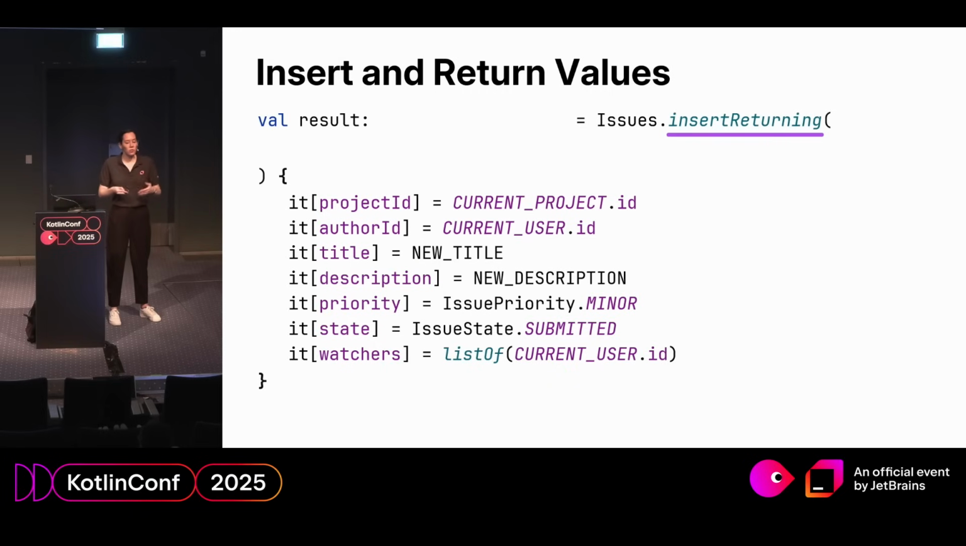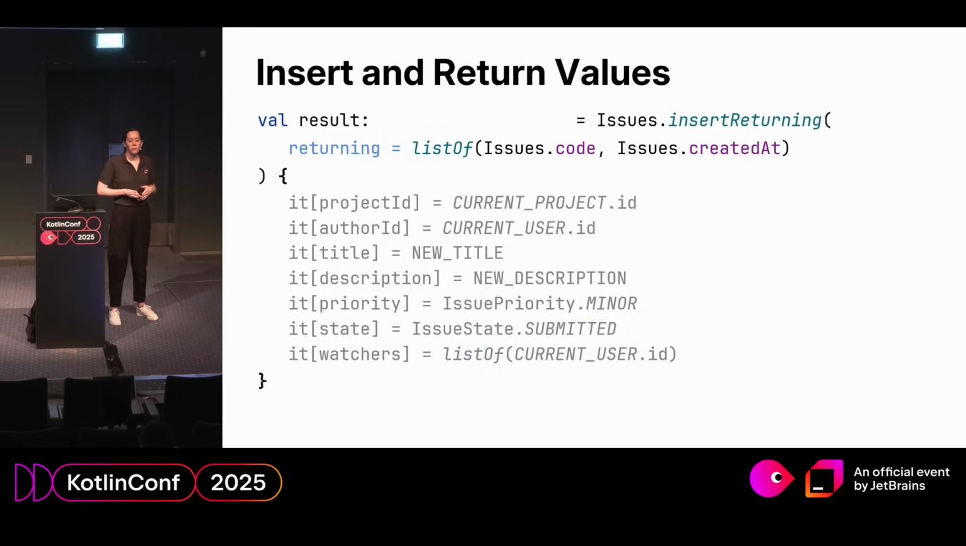So we call insert returning on our table. In the lambda block, we pass the standard insert column setter value mappers. And then we provide an optional argument to say exactly which columns we want to be returned, because if we don't, by default, it will return all columns. And we're able to get the database generated values we want.